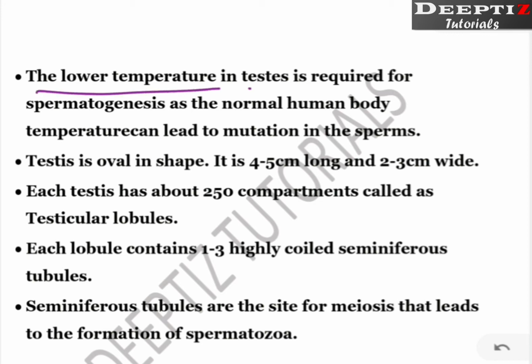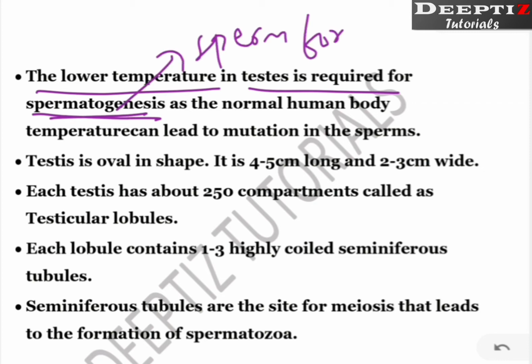Now the lower temperature of the testis is required for the spermatogenesis. What is spermatogenesis? The process of formation of sperm, right? Sperm formation. If the temperature is more, what happens? There will be some abnormalities in the sperm, or else we can say sperm production will not take place, or else it can lead to mutation in sperms.